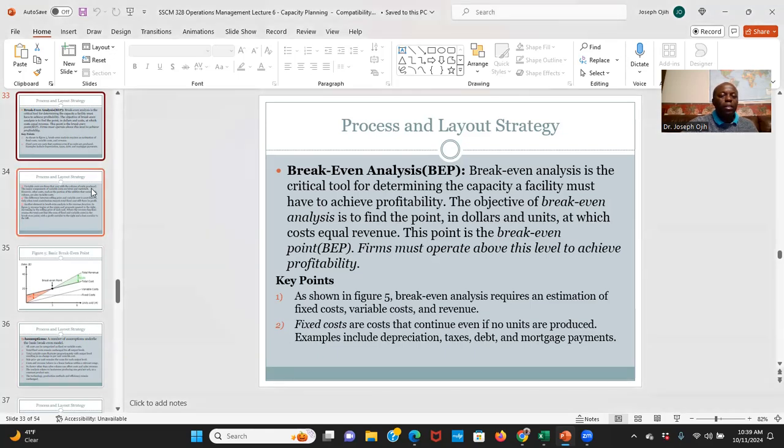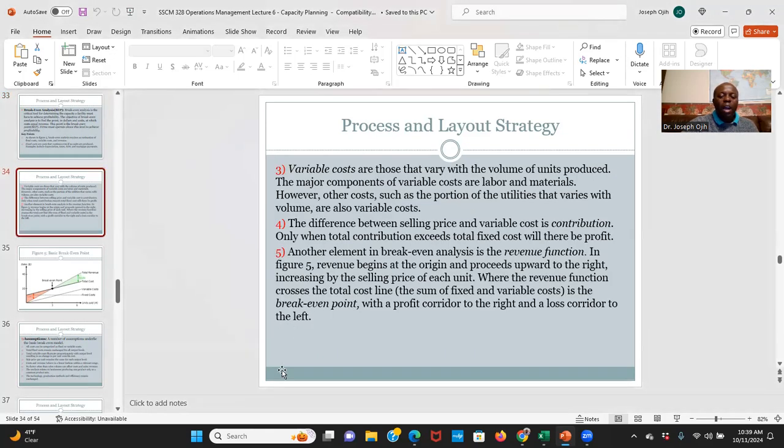Okay. Then we have variable costs. That's the next thing. Variable costs.